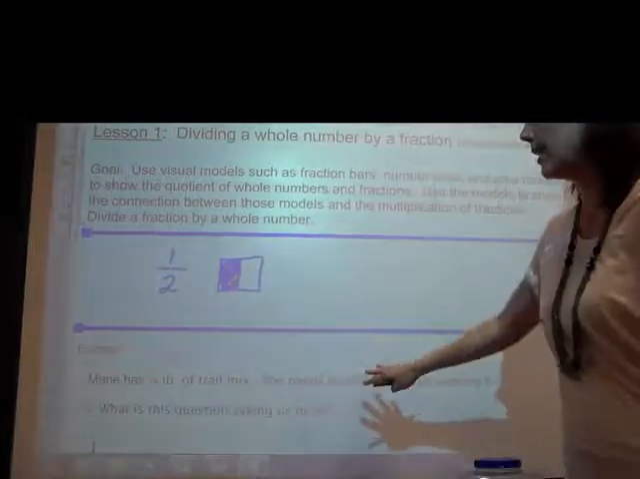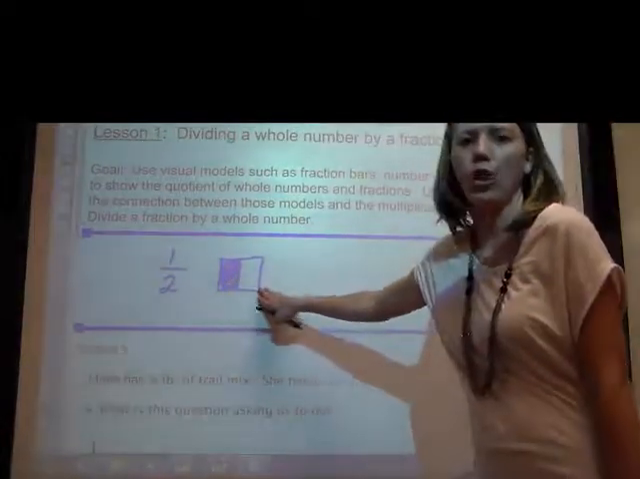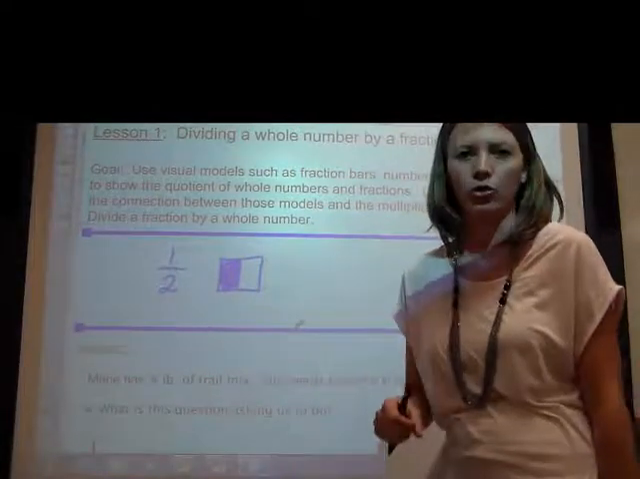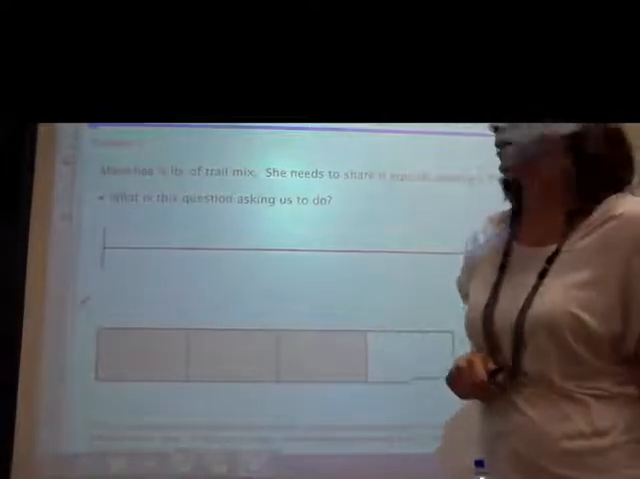So we're going to look at an example. I would really like you to use these fraction bars, is what they're called. They are boxes, not circles. Our example 1 says, Maria has 3/4 of a pound of trail mix. She needs to share it equally among 6 friends.